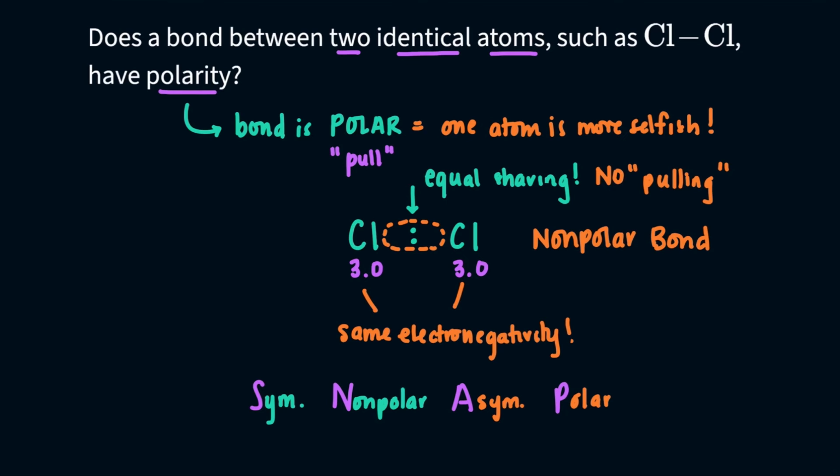So you tell me, would a bond between two identical atoms, such as the chlorines, it could have been F and F, fluorines and fluorines, H and H, does that bond have polarity? The big answer is a flat out no. It does not have polarity. It is classified as a nonpolar bond. And that is the answer. So does a bond between two identical atoms have polarity? No. And we are done with this problem.